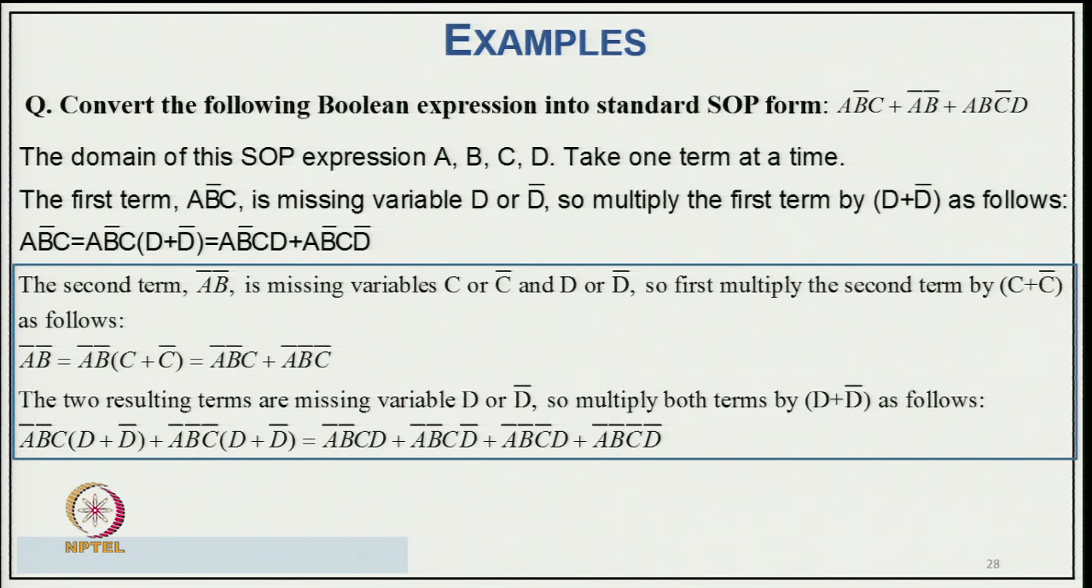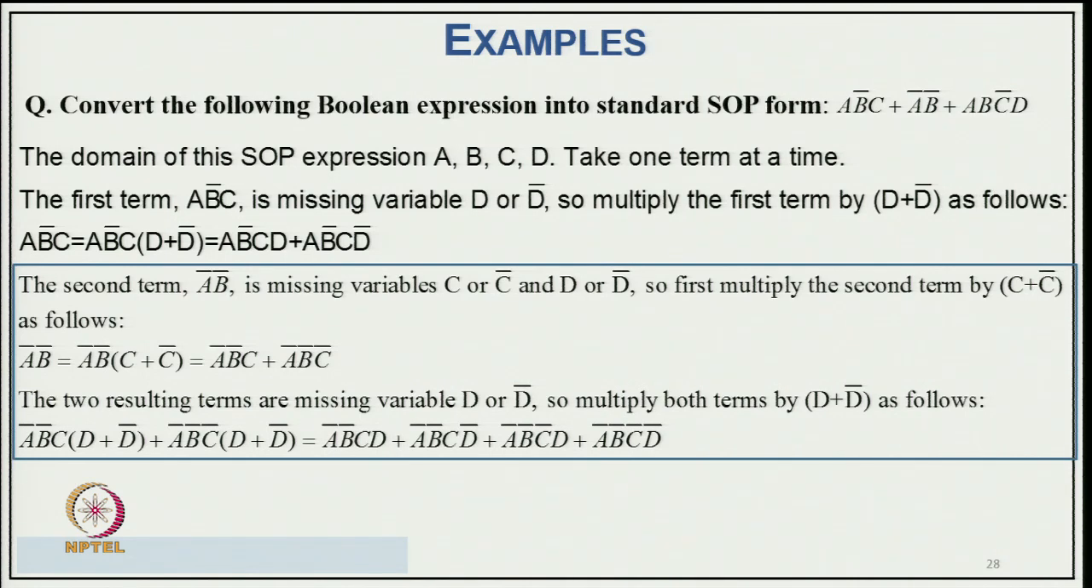So, it does not change the value. But the final expression becomes A bar B bar C plus A bar B bar C bar, and now the two resulting terms are missing D and D bar. So, we multiply both terms by D plus D bar as follows. We write A bar B bar in bracket D plus D bar, and A bar B bar C bar multiplied by D plus D bar.